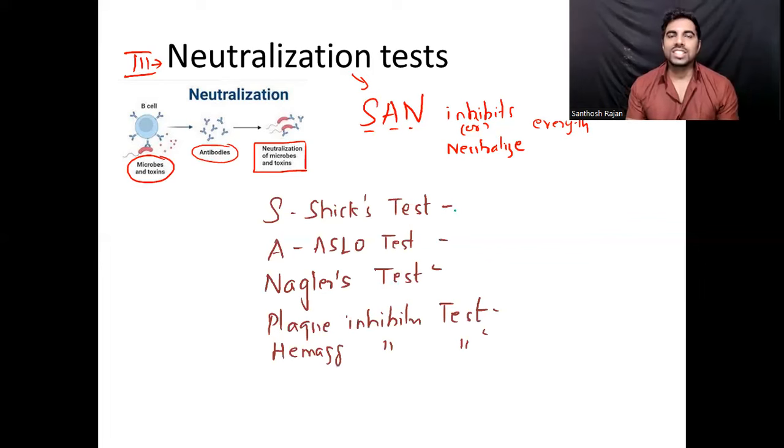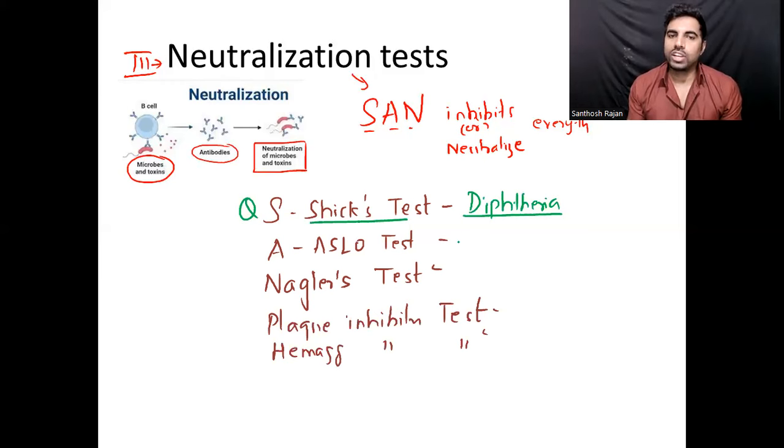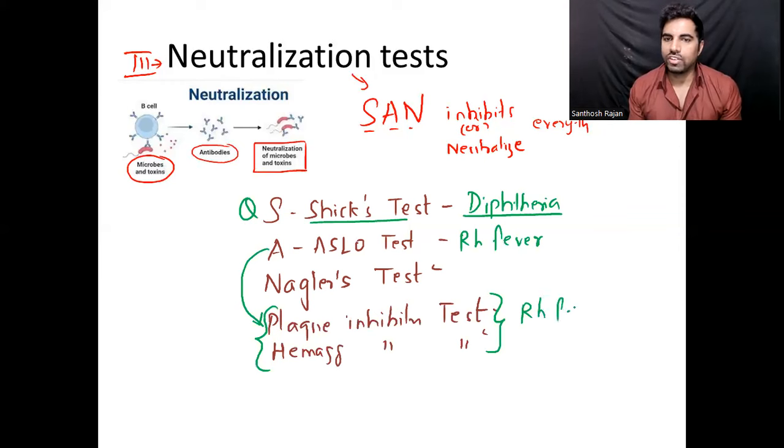The Schick test is classic for diphtheria, Corynebacterium diphtheriae. That question was asked, and it is a neutralization test. That is what I am stressing; definitely a question. ASLO is for rheumatic fever, the technique is the same. Plaque inhibition and hemagglutination inhibition are also done especially for rheumatic fever. And Naegele's reaction, my favorite question: Naegele's is for Clostridium perfringens.